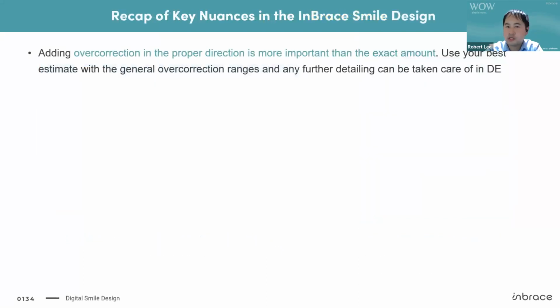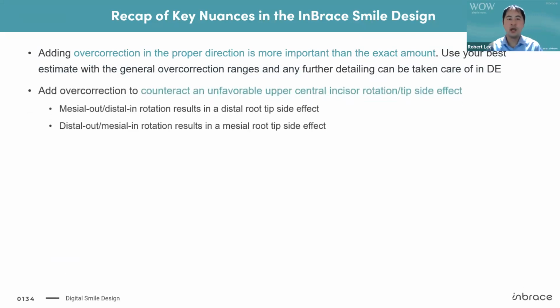So the main nuances of InBrace smile design: add overcorrection in the proper direction. That's way more important than the exact amount. And then add overcorrection to counteract any unfavorable upper central incisor rotation tip side effects. Mesial out, distal in rotation results in a distal root tip side effect. Distal out, mesial in rotation results in a mesial root tip side effect. And again, we will generally add this in for you, so don't take it out if we add it in for you. Just see, do I need to add a little bit more or less?